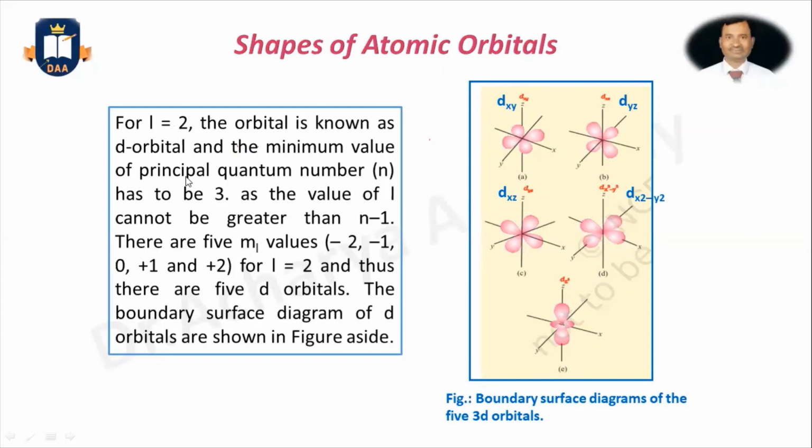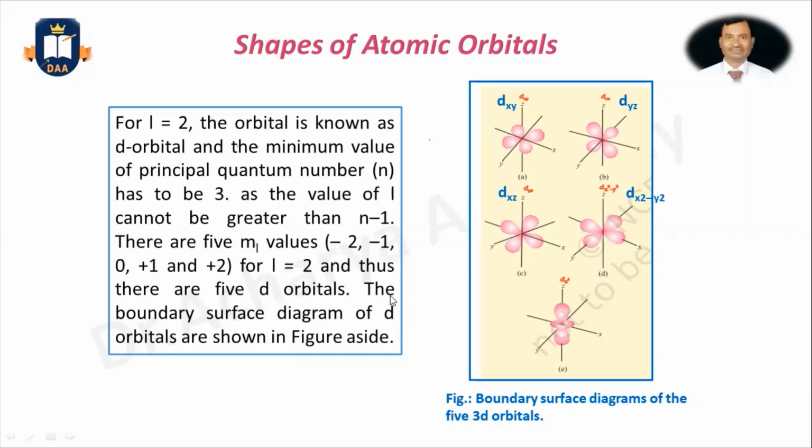when n is the principal quantum number. This we understood from our previous class. So when L is equal to 2, then the ML value will be -2, -1, 0, +1 and +2. That means for azimuthal quantum number 2, there are 5 magnetic quantum numbers. And so there will be 5 d orbitals because the ML values are 5: 1, 2, 3, 4, 5.